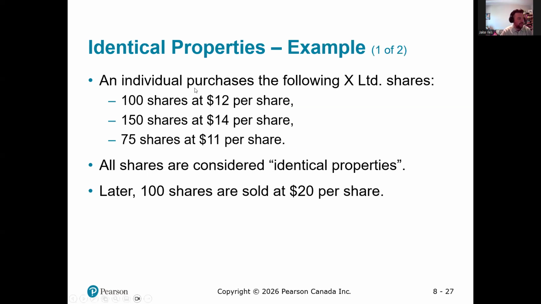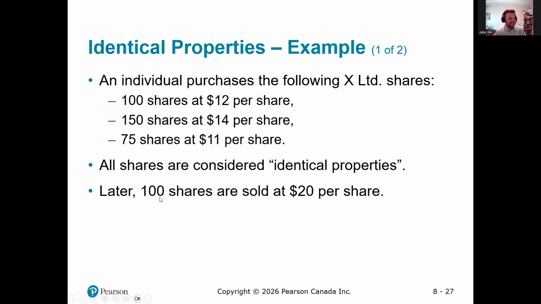So for this example given here, an individual purchases the following X shares. They bought 100 shares at $12. They bought 150 at $14, another 75 at $11. So the question is, we can't know which individual share was $11, which was $14. All the shares are considered identical.